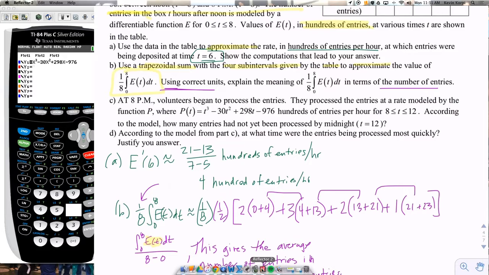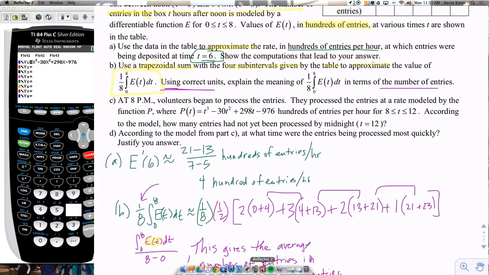So they're giving us this cubic polynomial that is a rate equation now. It's hundreds of entries per hour. So immediately think about if you integrated something that was hundreds of entries per hour against hours, the hours would divide out and you have hundreds of entries. So, all right, from 8 to 12. So they started at 8 p.m. They processed until midnight, right? According to the model, how many entries had not yet been processed by midnight?